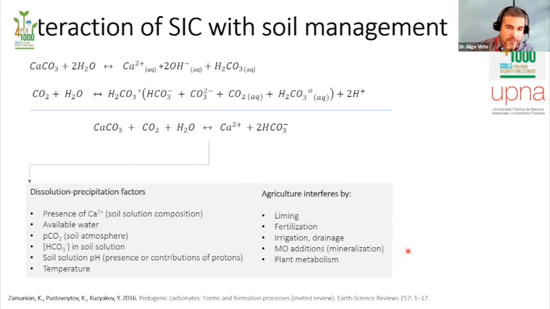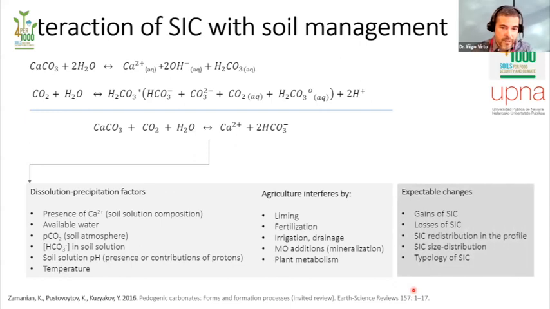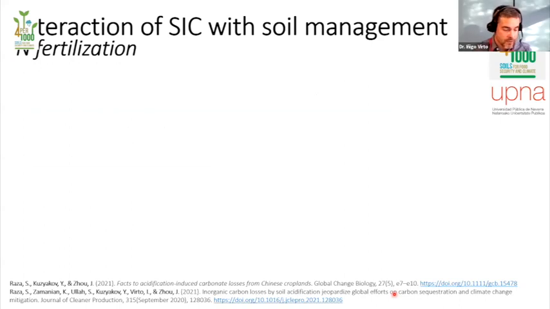All this, as Kazem explained already for the case of fertilization, can result in changes in the soil inorganic carbon pool. And these changes can be in amount, as Kazem explained. We can see gains and losses, but they can also be, for instance, in the redistribution of carbonates in the profile. They can be in terms of size distribution of carbonates too, and of course in the typology of carbonates we can see in the soil. And because all these things are related to organic matter protection, they can also have consequences in organic carbon cycling. Let me show you some examples on this, based on some published work and the work we've been conducting in our group in the last years.